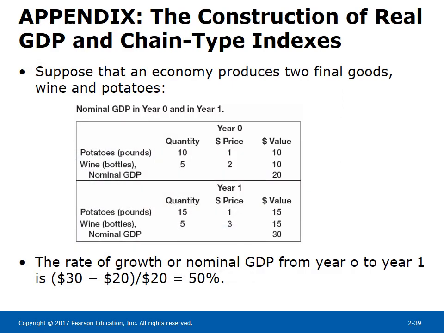Appendix: the construction of real GDP and chain-type indexes. In this slide, you see how the rate of growth of nominal GDP is calculated. We take nominal GDP in year 1, $30, minus nominal GDP in year 0, $20, divide the result, $10, by nominal GDP in year 0, $20. The result shows a 50% growth rate.